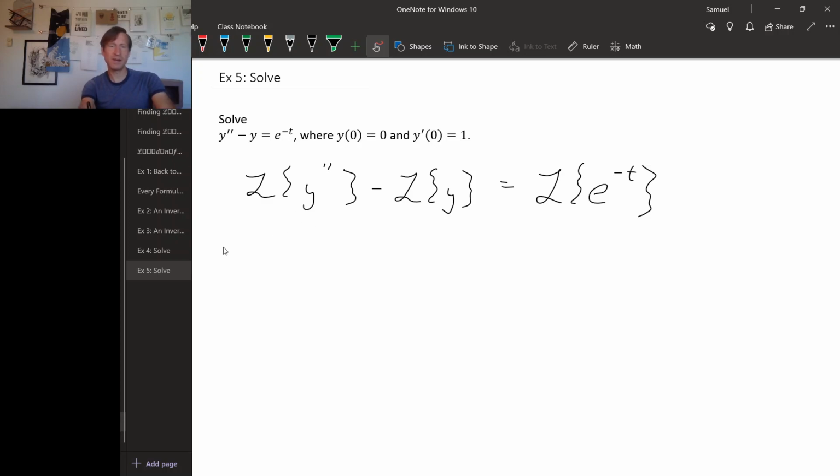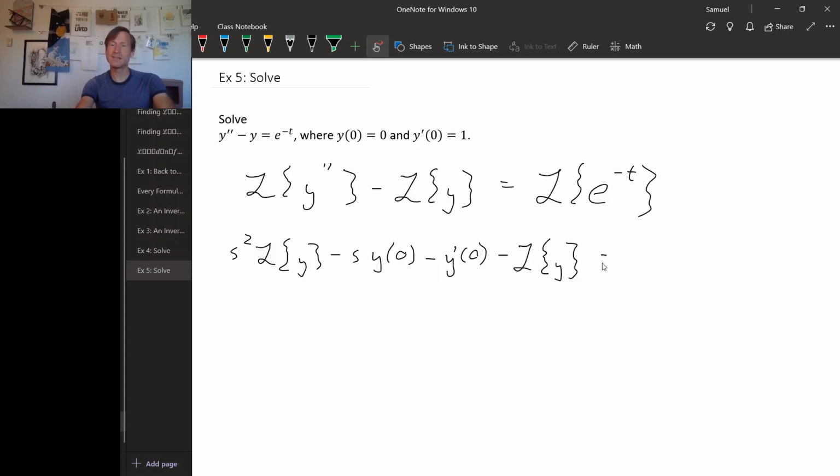Now Laplace transform of y double prime, we have a formula for that. That's s squared Laplace transform of y minus, then the power of s goes down by 1 and the derivative on y goes up by 1. So s times y of 0, and then again the power of s goes down to 0 and the derivative on y goes up 1, so y prime of 0. Okay, and then minus our Laplace transform of y. On the right hand side, Laplace transform of e to the minus t, that's one that we know, that's 1 over s plus 1.